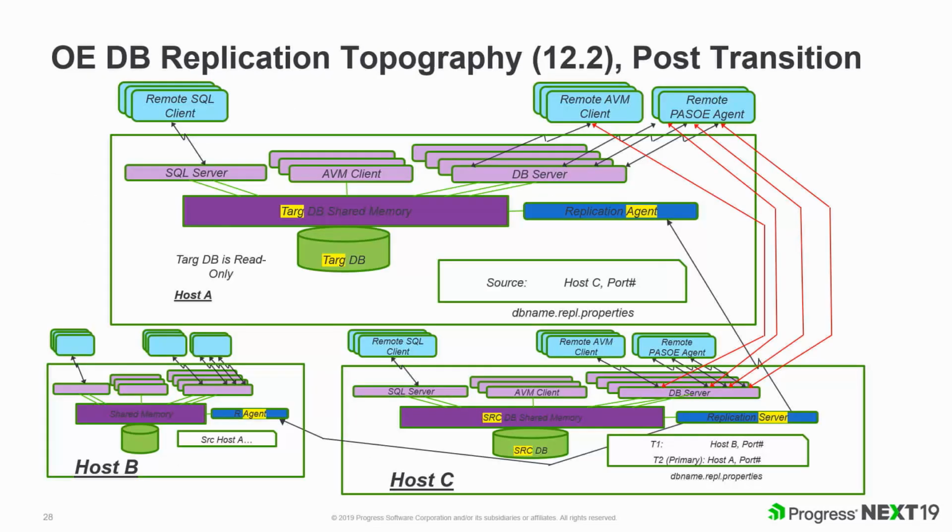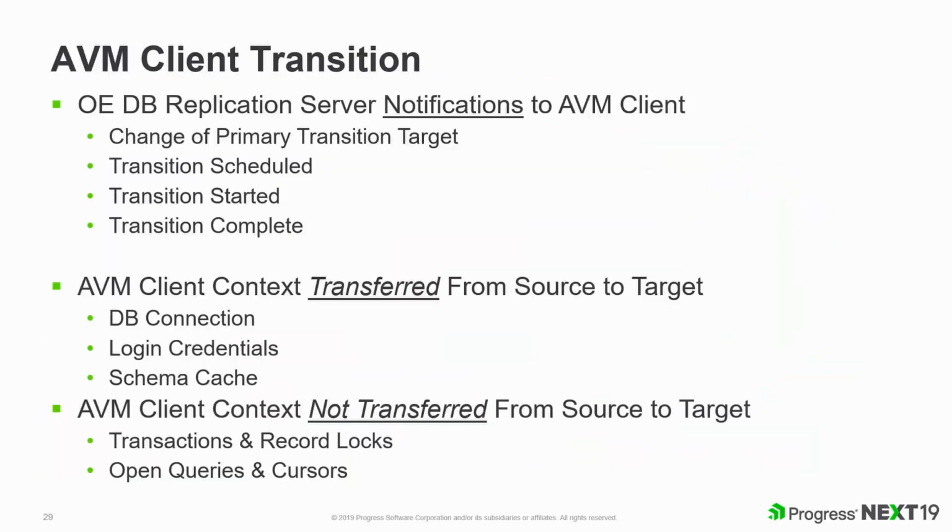So here's just pictorially, you see the remote connections. They are talking here. They will establish a connection to the target servers. So these are just some of the notifications that the replication server will give anytime the primary transition target changes, because the clients need to know what is the target that is going to be failed over to. It needs to know when a transition has been scheduled, when it has started, and when it's complete.